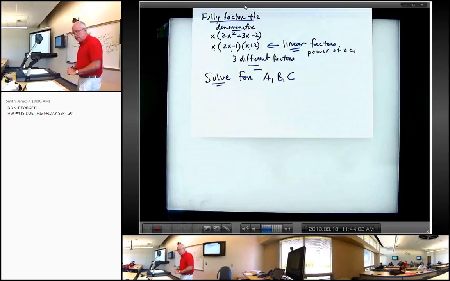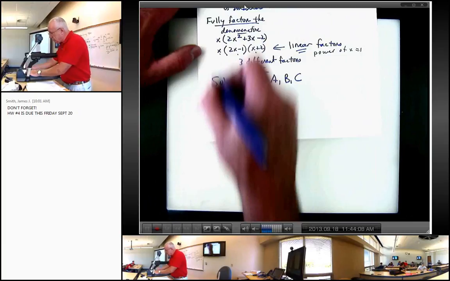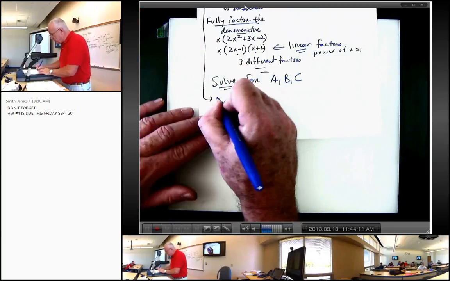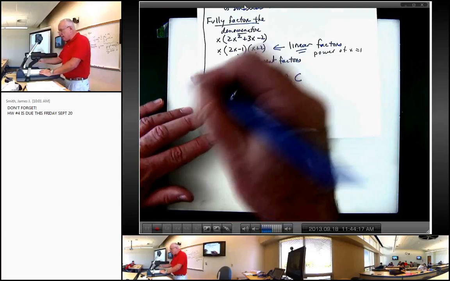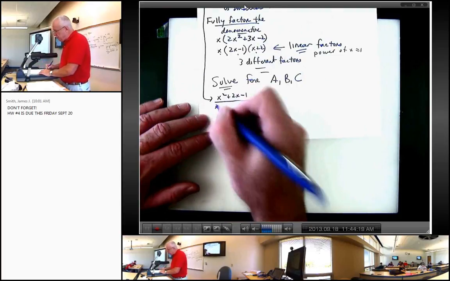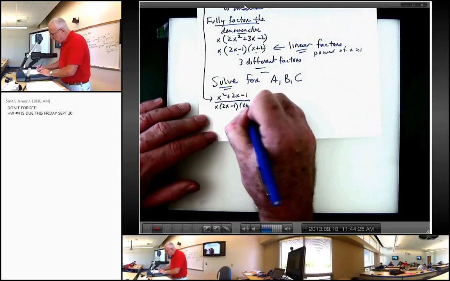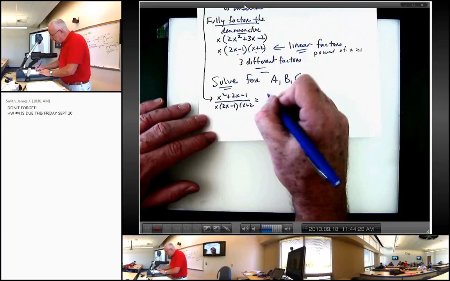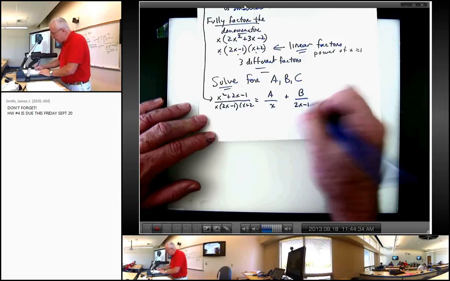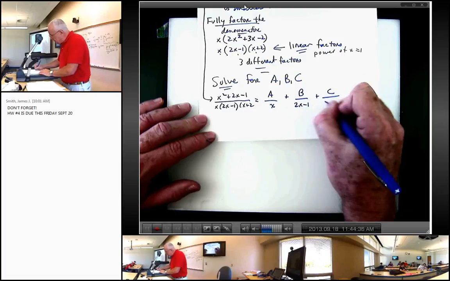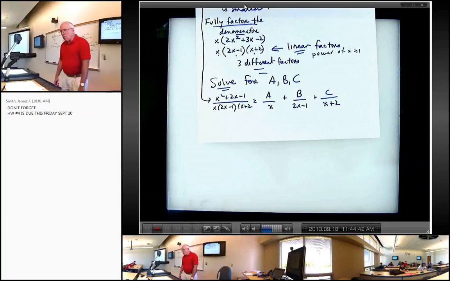Okay, we have a couple minutes. Let's write this. Let's go down. Let's take what we had here, and I'm going to write it like this: x squared plus 2x minus 1. And I'm going to write my denominator here in the fully factored form over x times 2x minus 1 times x plus 2. And that's equal to some unknown a over x plus some unknown b over 2x minus 1 plus some unknown c over my third factor.